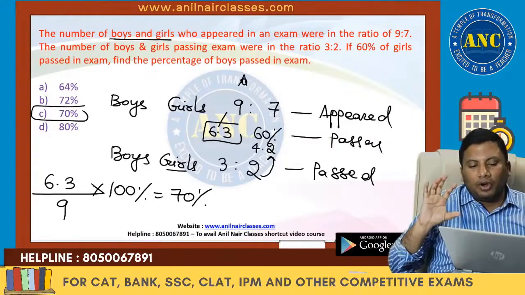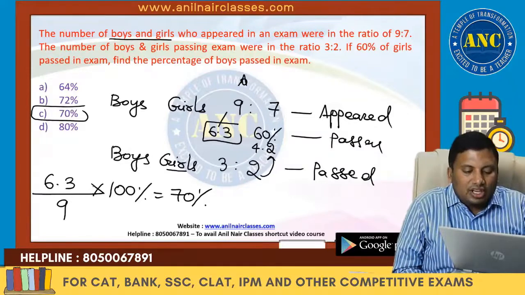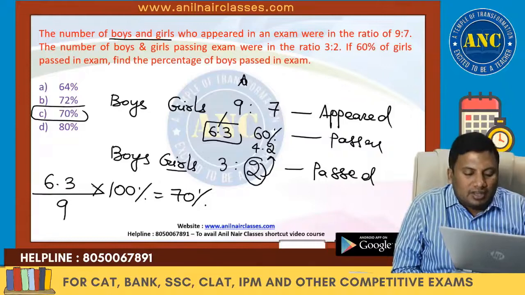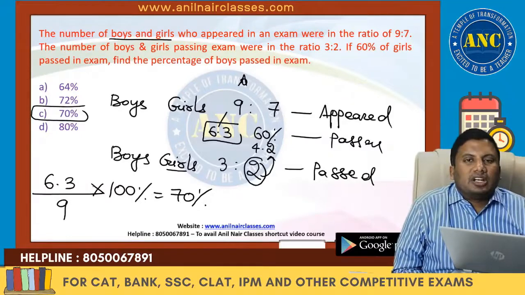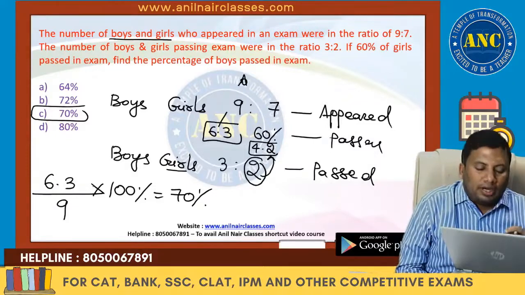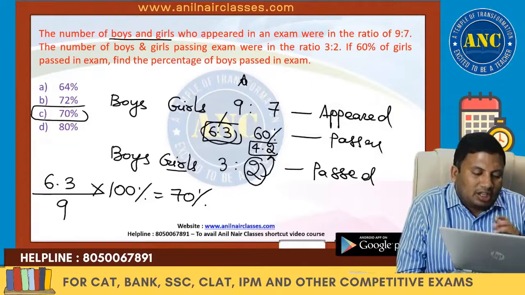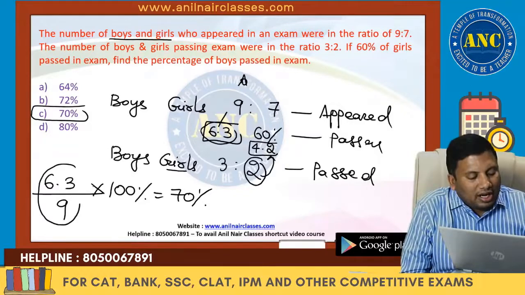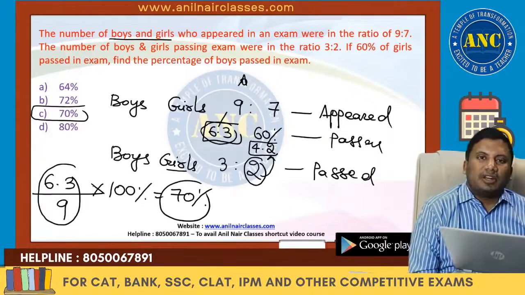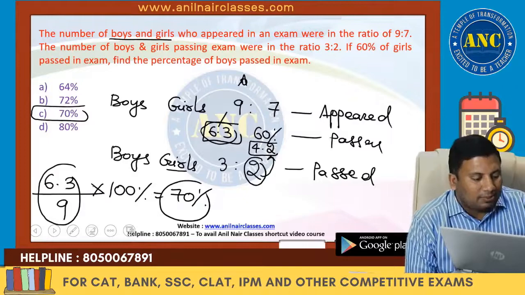Easy question. Boys and girls who appeared are 9:7. Passed are 3:2. These 2 is nothing but 60% of the total girls. 60% of 7 is nothing but 4.2. 2 is becoming 4.2, so 1 is 2.1. 3 is 6.3. 6.3 out of 9. So the total percentage of boys who passed is nothing but 70%. Idea clear? Simple percentage based problems.